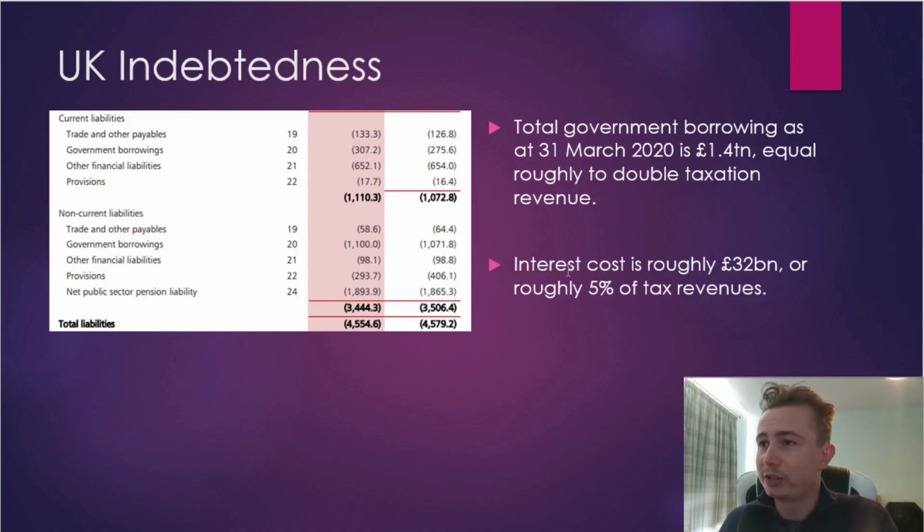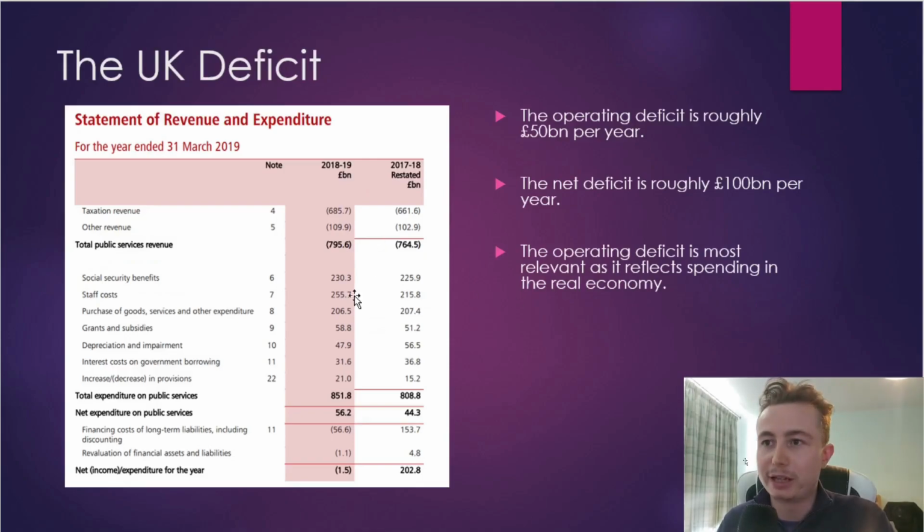So total government borrowing is 1.4 trillion. So here we look, interest cost is roughly 32 billion. So let's go back to that income and expenditure statement again. Look down here, this row here, interest costs on government borrowing, 31.6 or 32 billion.